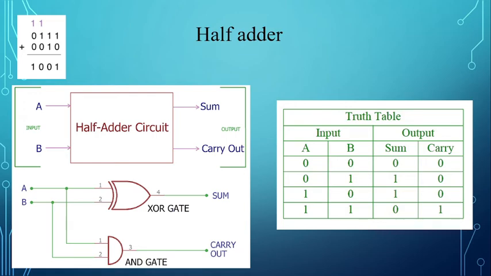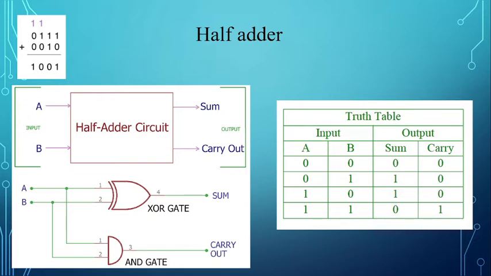Here, this truth table shows that if the top one's zero placement has 0 and the bottom one's zero placement has 0, the sum should be 0, and there should be no carry as well. And if A is 0 and B is 1, the sum should be 1, but there would be no carry. Same for 1 and 0.